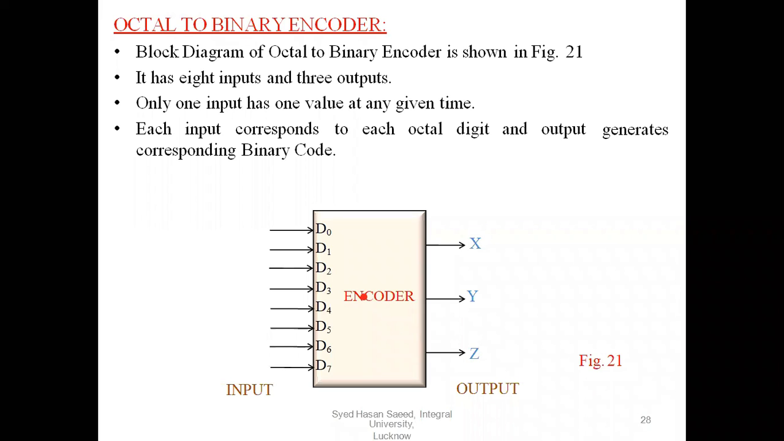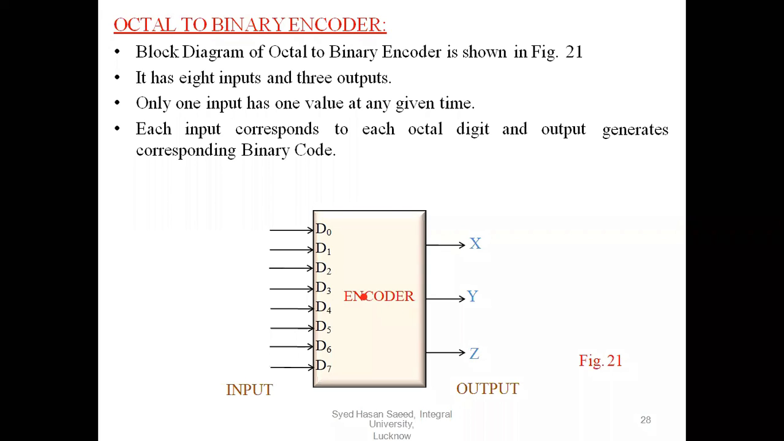Octal means 2 power 3. So here we will give the values 0 to 7, that is 2 power n inputs. 2 power 3 is nothing but 8. 8 inputs are passed. It will produce the 3 outputs, that is X, Y, Z. If you use a decoder instead, then X, Y, Z are the inputs and 0 to 7 are the outputs. Is the difference between encoder and decoder clear? So an octal to binary encoder means you pass 8 inputs and it produces 3 outputs.